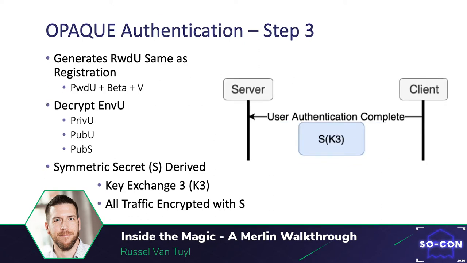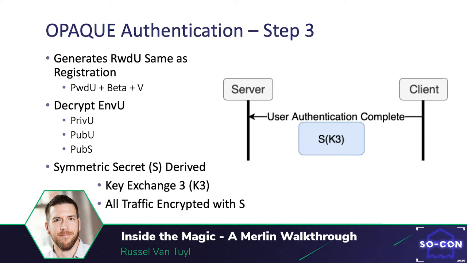The user receives beta and V from the server and again calculates the random password RWDU, just like it did during registration. Now that the agent has the random password RWDU and the encrypted envelope, it is able to decrypt the encrypted envelope and extract out the information, which contained the user's private key, the user's public key, and the server's public key. To finish authentication, the user will send the third and last key exchange message to the server. At this point, the agent has all the information it needs to also derive the same symmetric key S that the server did. So through key exchange messages 1 and 2, they've both been able to derive a shared secret.